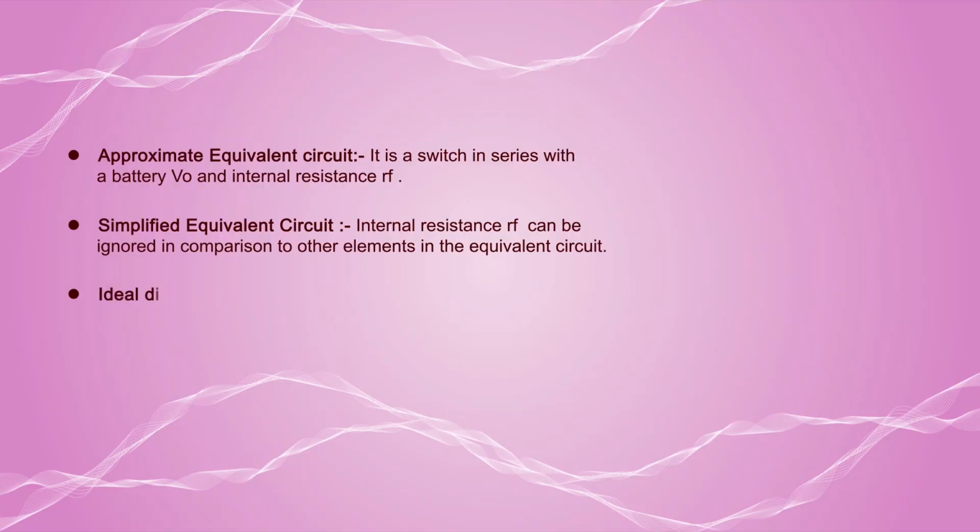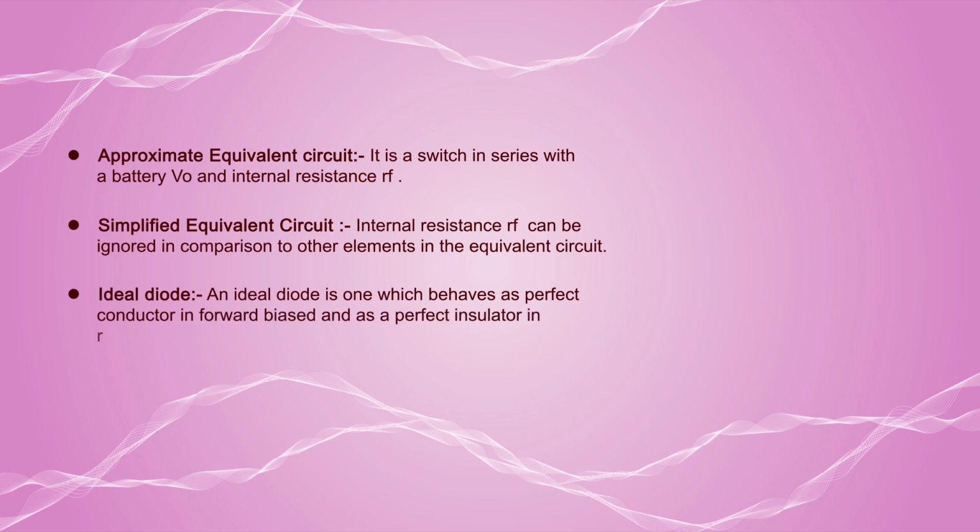And at last, the ideal diode or the ideal model of a diode. An ideal diode is one which behaves as a perfect conductor in forward bias and as a perfect insulator in reverse bias. That means, an ideal diode shows a forward resistance of value 0 and it shows infinite resistance in the reverse bias condition. So, forward resistance RF and the potential barrier voltage, or the battery voltage V naught which we are showing, are considered negligible for the ideal diode, and to show the ideal diode only a switch is shown for the analysis.